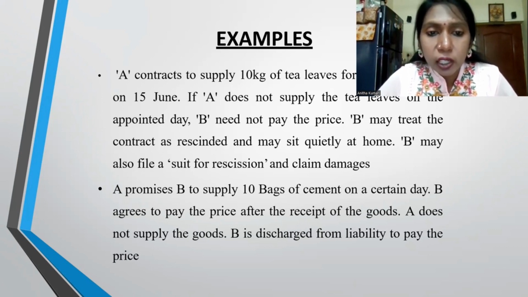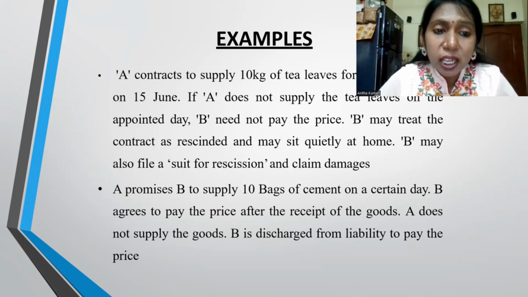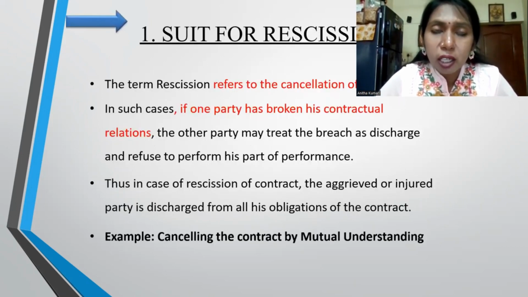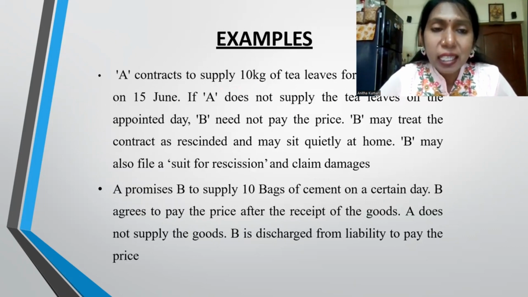B may also file a suit for rescission or claim the damages. A promised B to supply 10 bags of cement on a certain day. Another example: B agreed to pay a price after receipt of the goods, but A does not deliver the goods in this case. So that is called suit for rescission. When one party is cancelling his respective promise, the other party also need not perform his respective promise.